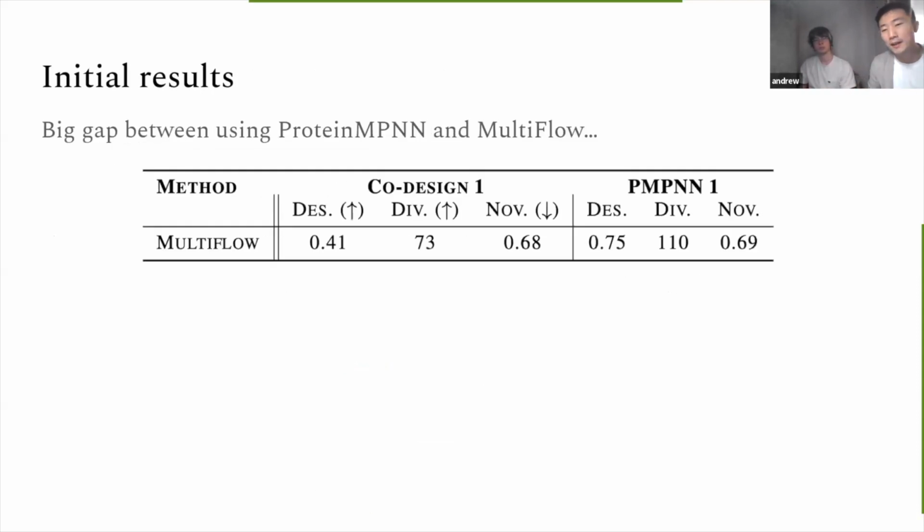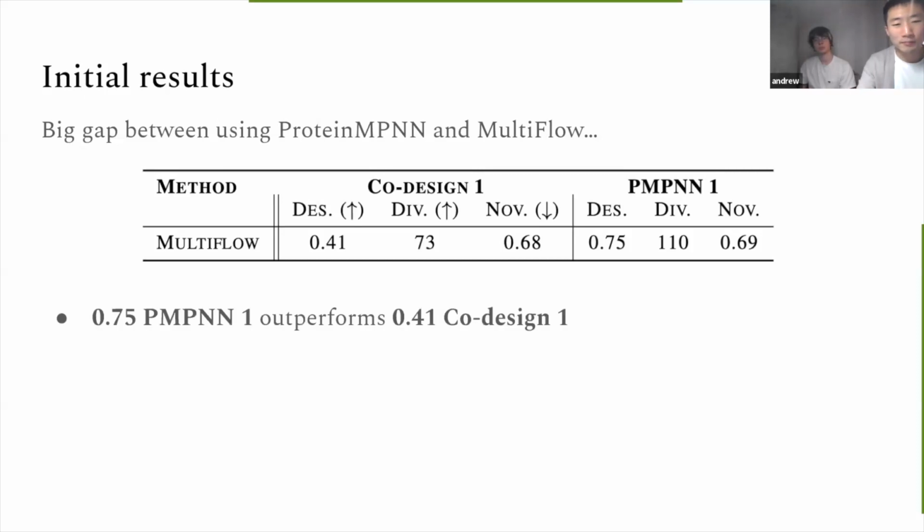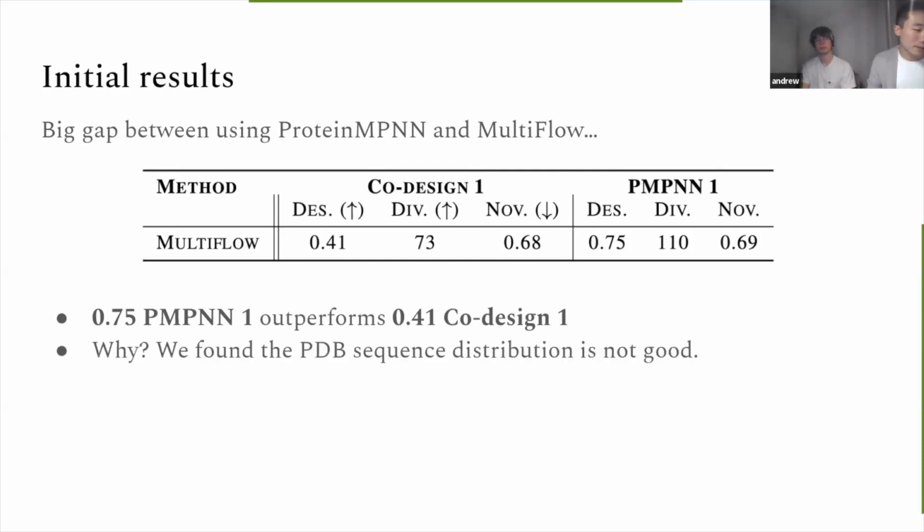When we first ran this model, the initial experiment after checking for bugs, there was a pretty big gap between our sequences and ProteinMPNN sequences. In particular, ProteinMPNN's designability was almost double that of our model, what was coming out of MultiFlow. And so this spurred a lot of investigation.